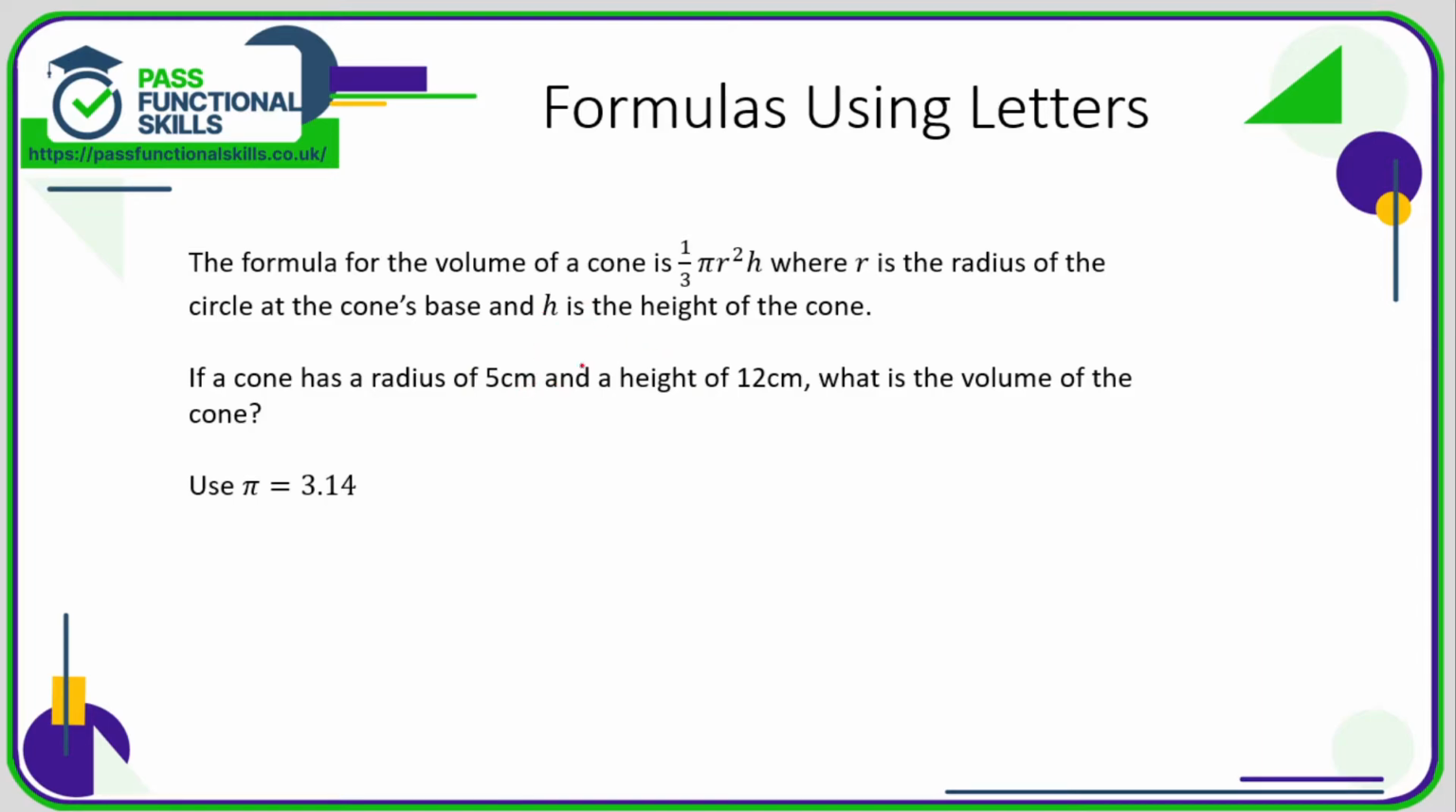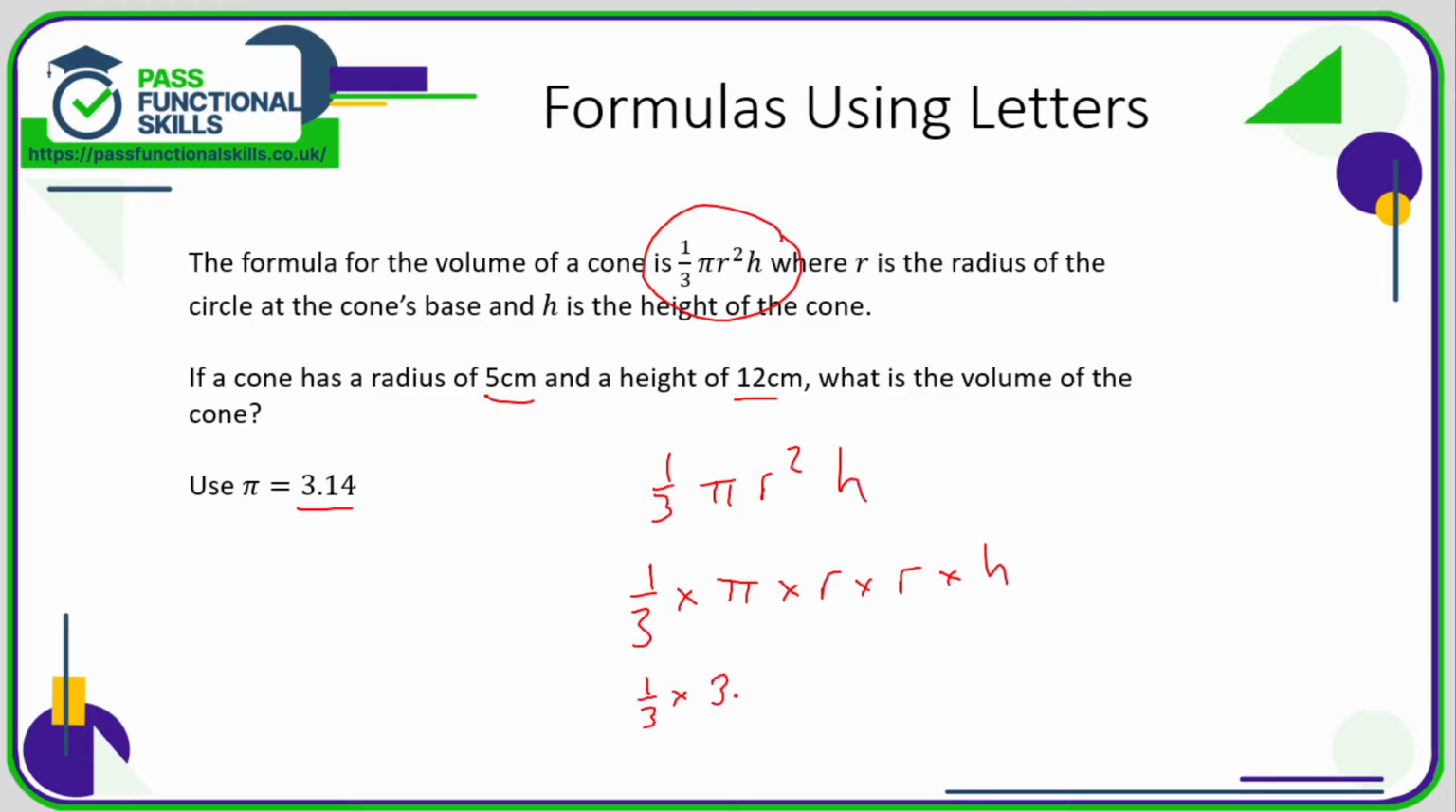This one looks really complicated because we've got a crazy formula with letters in. So it's a third pi r squared h, but we've been told that pi is 3.14. We've been told r is the radius, which is 5, and h is the height, which is 12. Now, a third pi r squared h means a third multiplied by pi, r squared means radius times the radius, times the height. So all we need to do is just substitute in the numbers.